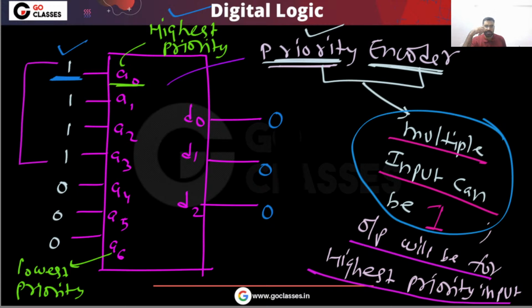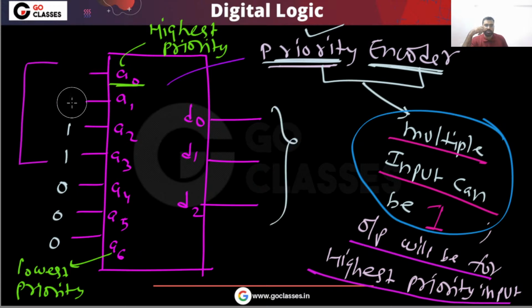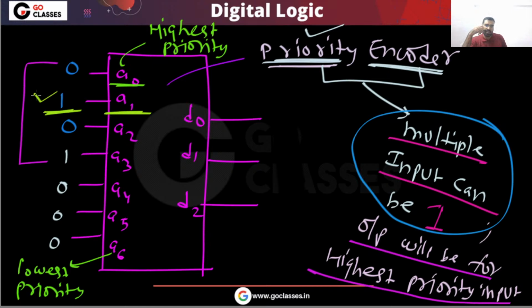Is this clear? Next, tell me, in this situation what will happen? What will be the output in this situation? Remember, this has more priority, so the lowest index which is 1, the output will be 1. Okay, so this will be like this. Is it clear to everyone? Let me know if anyone has any doubt in this.